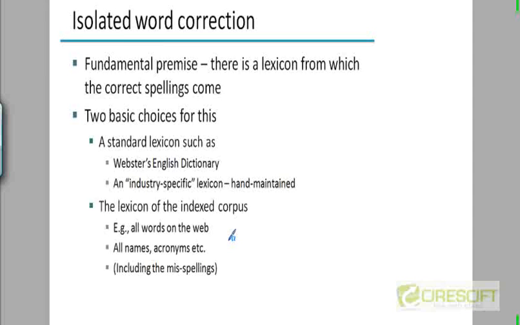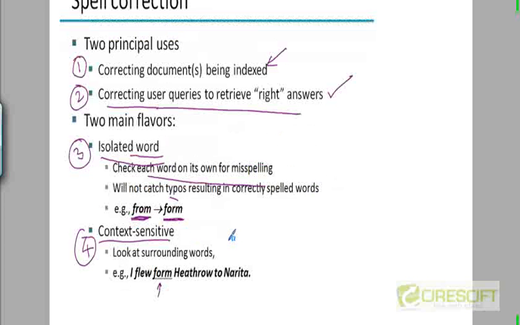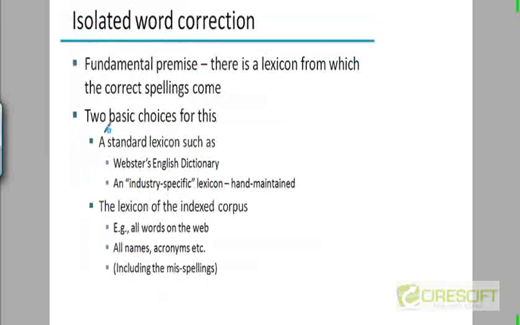Okay, so let's look at number 3 here. We've looked at the two principal uses of spelling correction. Let's now focus on correcting user queries. This is what we're going to focus on. And let's look at the first method for spelling correction, which is isolated word spelling correction. So, isolated word correction. There are actually two premises that are made in isolated word correction.